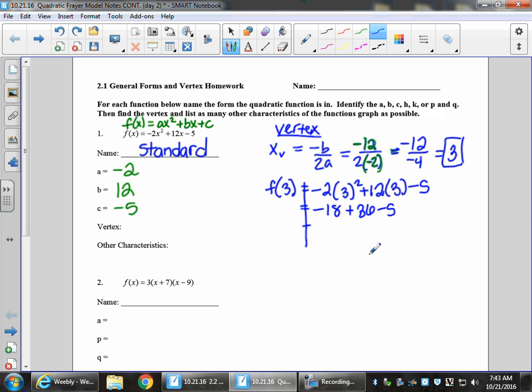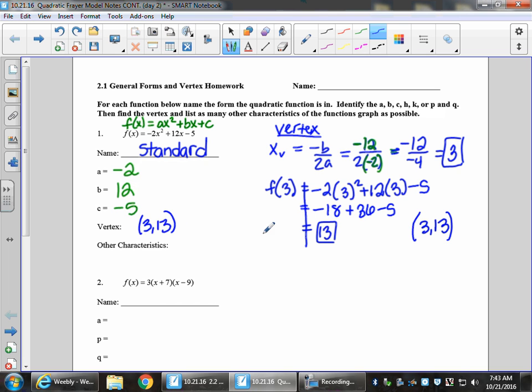Give you a chance to try it. Let's try it on your calculators. Don't just watch. Try. 13? Yeah. Who got 13? Awesome. So if I put this together, what's my vertex? 3, 13. Very good.